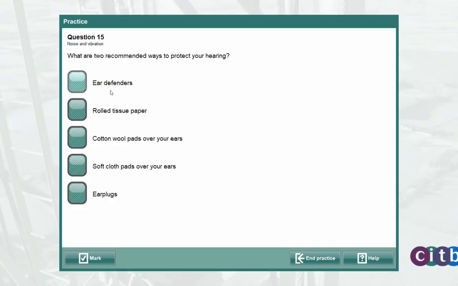What are 2 recommended ways to protect your hearing? Ear defenders. Rolled tissue paper. Cotton wool pads over your ears. Soft cloth pads over your ears. Earplugs.